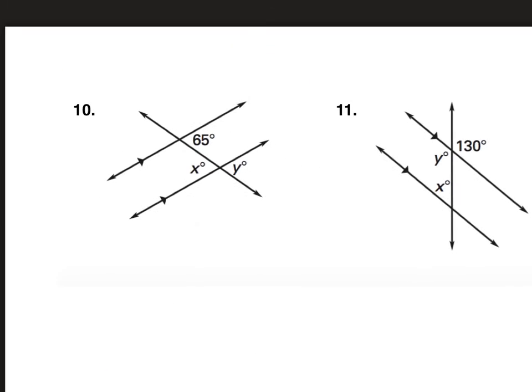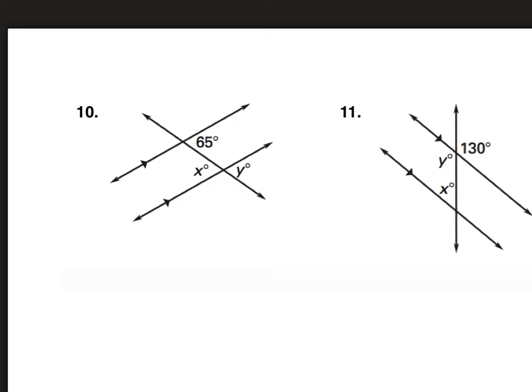Whoa. Here in number 10, we have a 65 degree angle right here, and y is a corresponding angle down here. That is also going to be 65 degrees because the lines are parallel and corresponding angles are congruent when the lines are parallel. And x and y are vertical angles, so they are also congruent. This will be a 65 degree angle over there.